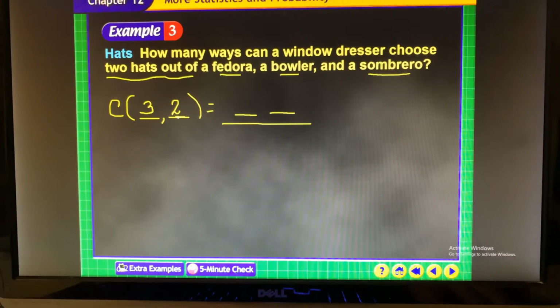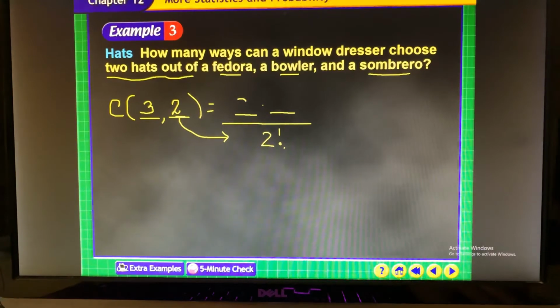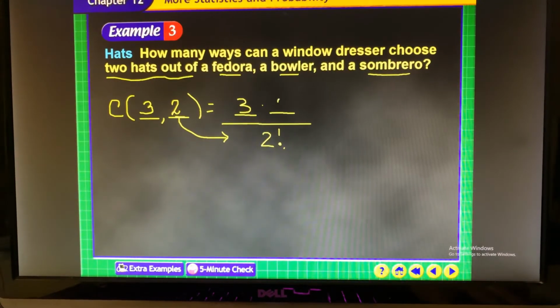This also tells you what you're going to divide by in order to get rid of the doubles. So what goes on the first line? The 3. I have 3 hats. Once I choose a hat, now I only have 2 hats. So your problem becomes 6 over 2 factorial, which is just 2 times 1. So 2, which is 3.